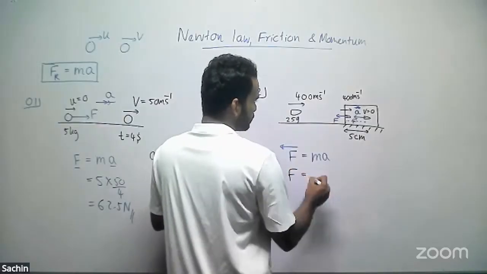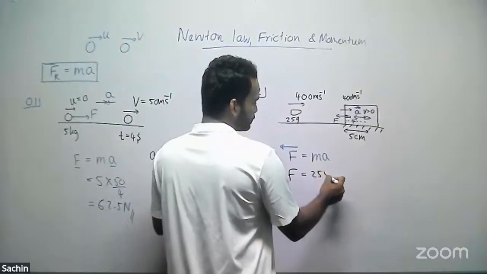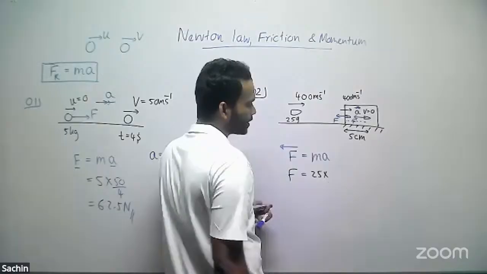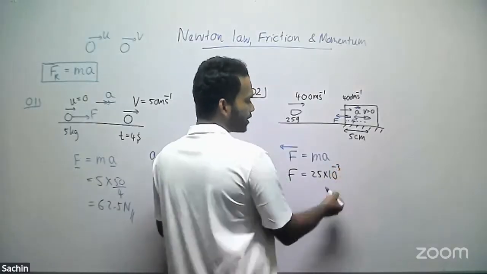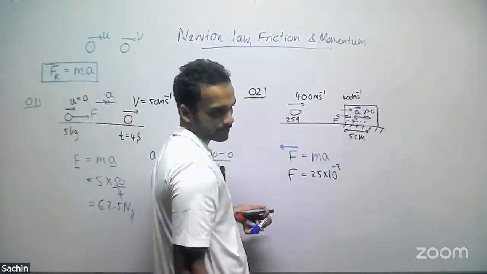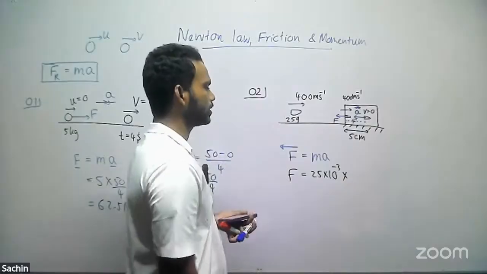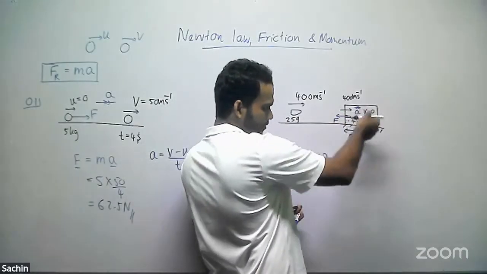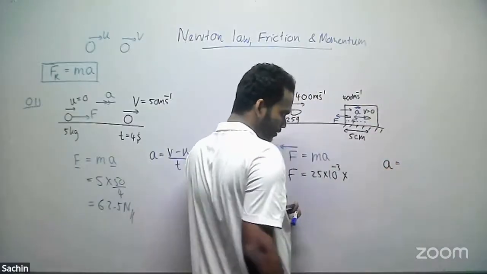So F should be equal to the mass, which is 25. Now I have to find the force here, given this deceleration. The mass is 25 grams, but to convert to kilograms you have to multiply by 10 to the power minus 3. So 25 times 10 to the power minus 3 into the acceleration in this direction. This acceleration is a deceleration, but still you can calculate how.